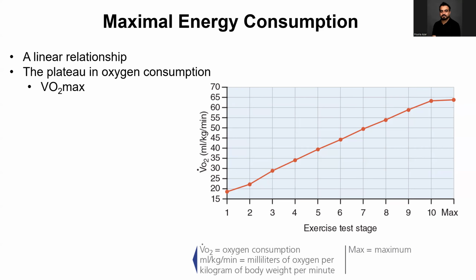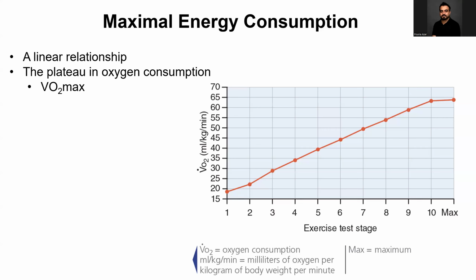In this VO2 max, it's not a vertical, it's a horizontal line, and we cannot exceed that VO2 because it's the maximum. We cannot exceed that. That's called VO2 max. Our body cannot use more than that level. And this VO2 max is different from person to person.